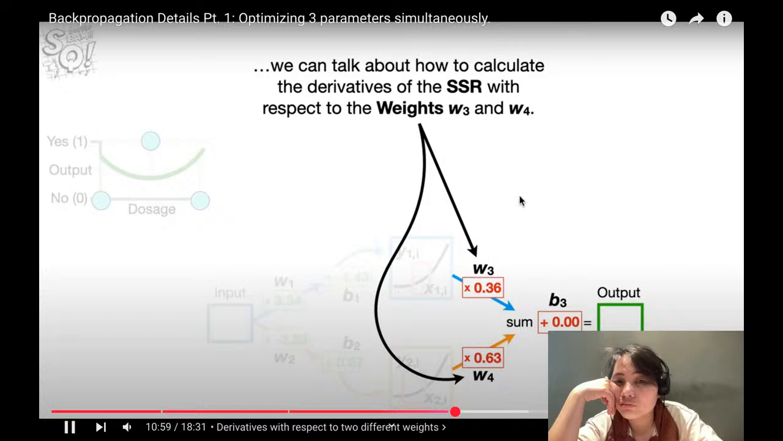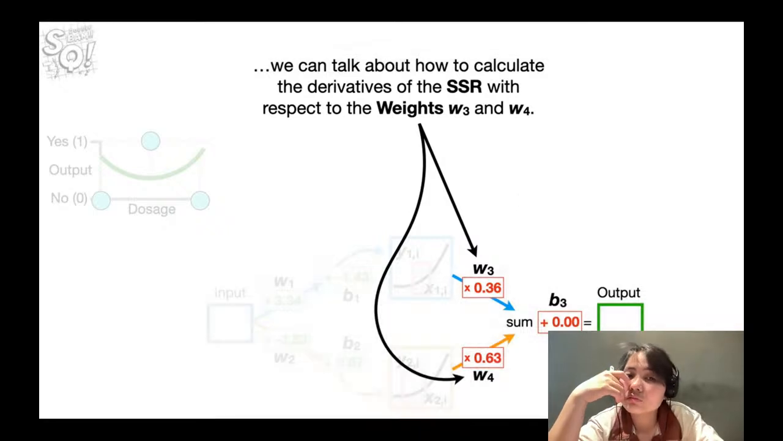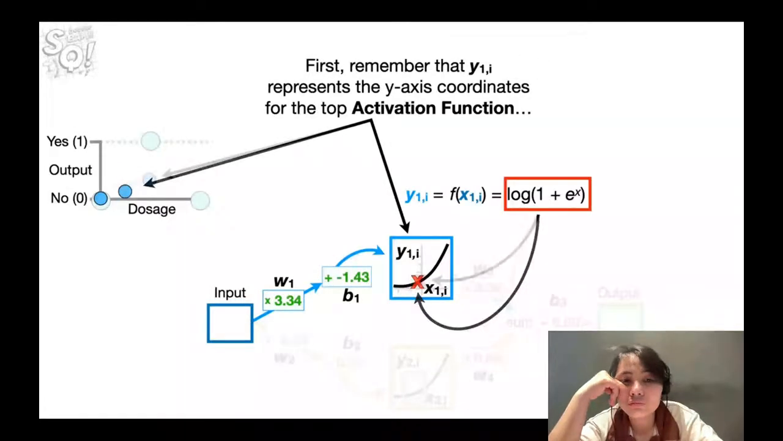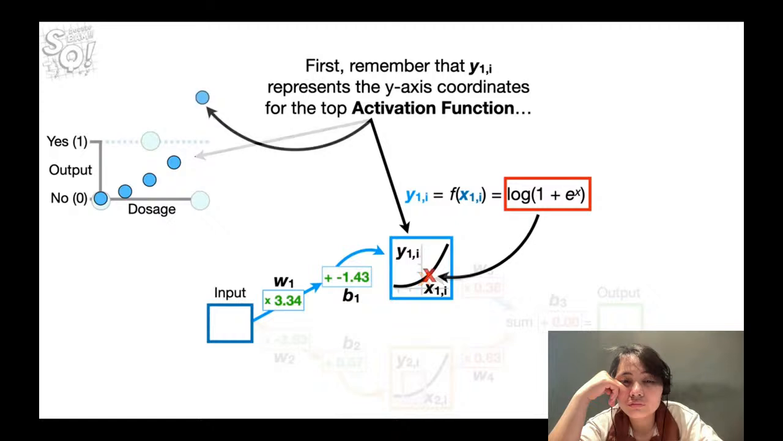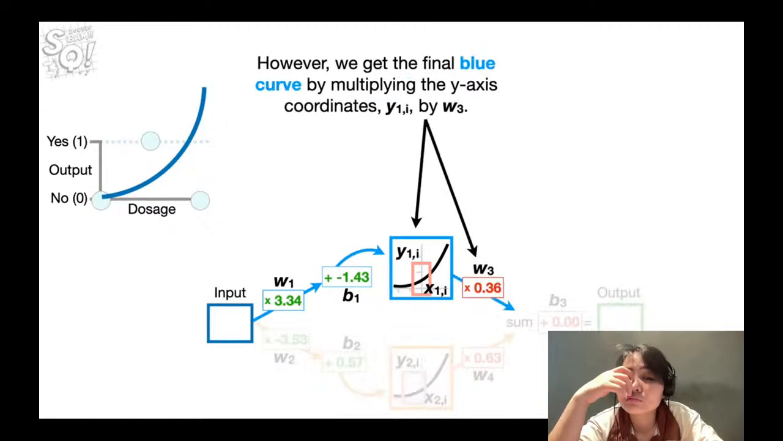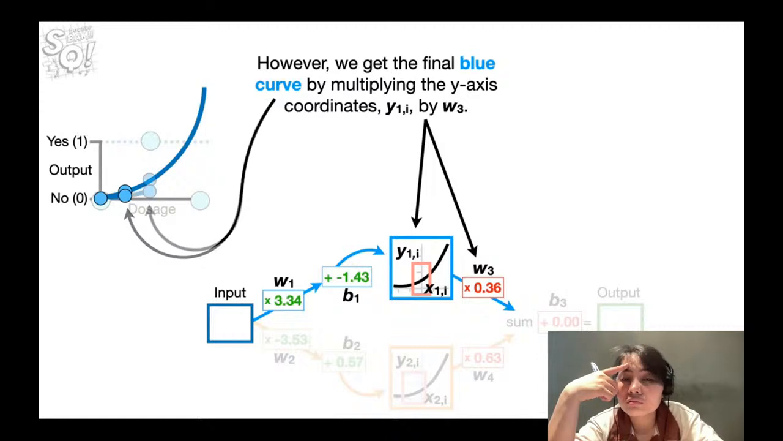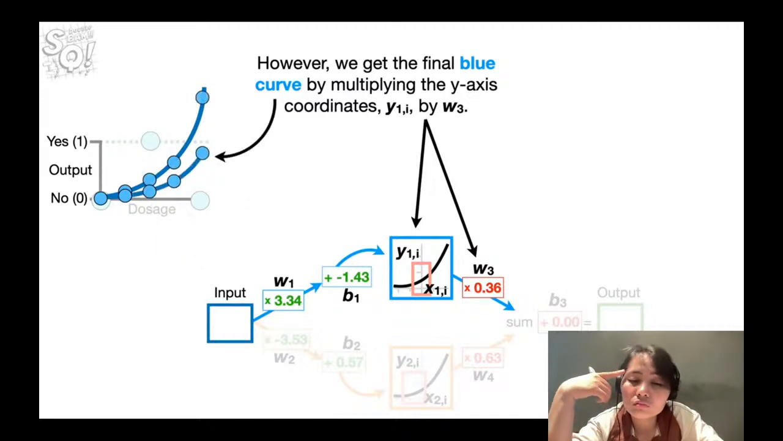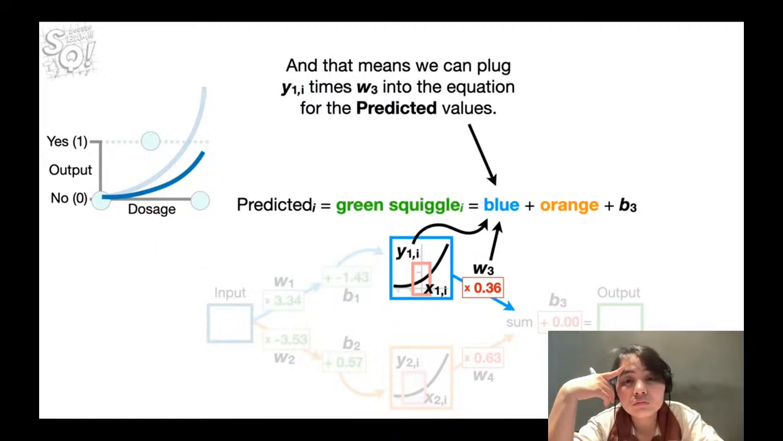Bam! Now that we understand the fancy notation, we can talk about how to calculate the derivatives of the sum of the squared residuals with respect to the weights w sub 3 and w sub 4. First, remember that y sub 1, I represents the y-axis coordinates for the top activation function, and they form this initial blue curve. However, we get the final blue curve by multiplying the y-axis coordinates y sub 1, I by w sub 3. And that means we can plug y sub 1, I times w sub 3 into the equation for the predicted values.